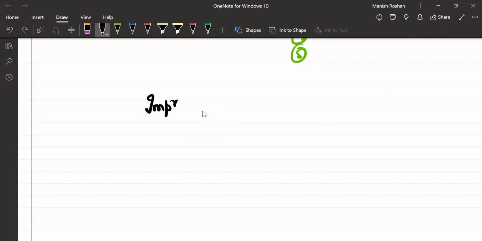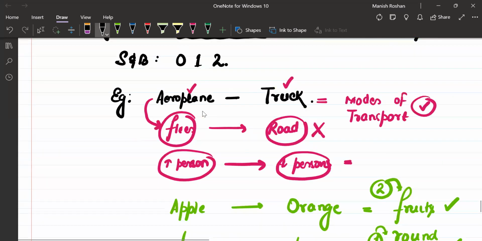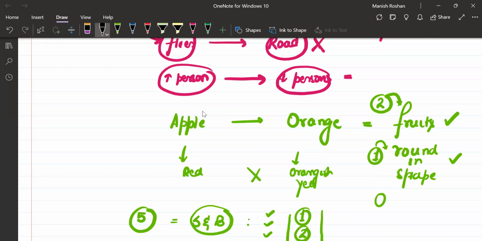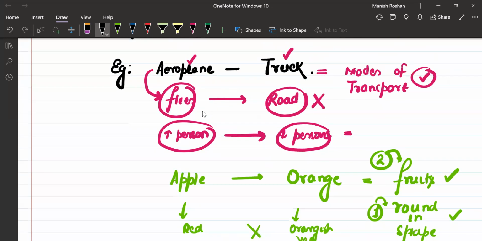So in the impression, how do you write? You can write that abstraction intact or full abstraction. You can write semi-abstract, or you can write concrete. Suppose the individual says for apple and orange, apple is apple and orange is orange. And similarly, if you ask 5 or even if you ask 7, all such answers have been given. For example, if you ask aeroplane and truck, you say aeroplane is airplane, truck is truck. So the score will be 0.